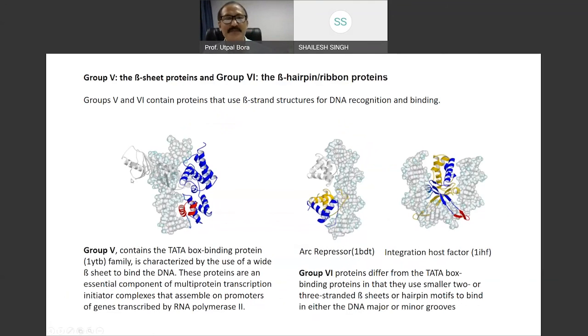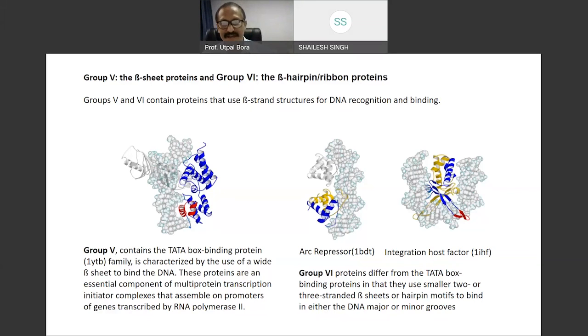So there is group 5 and group 6. We are studying them together due to shortage of time. Group 5 is the beta sheet proteins, and group 6 is the beta hairpin ribbon proteins. Okay, they are almost similar but yet different. Both these groups contain proteins that use beta strand structures. All the time we are discussing the alpha helices, right? How the alpha helices bind to the major groove. Now here the players are different. It is the beta strand structures which are being used for DNA recognition and binding, and they fall under group 5 and group 6. So let's start with group 5 first.